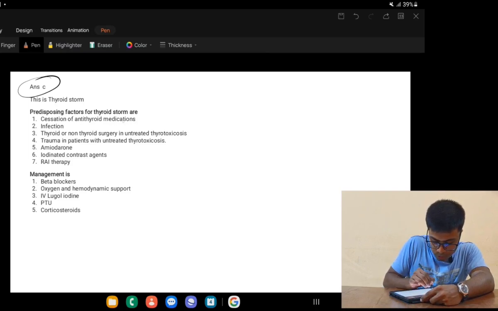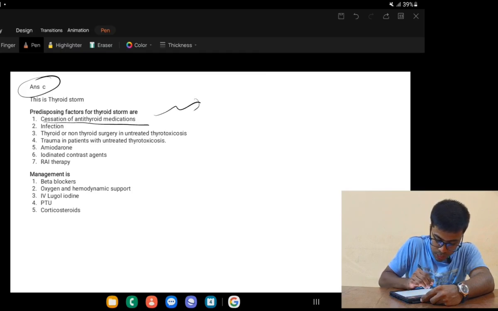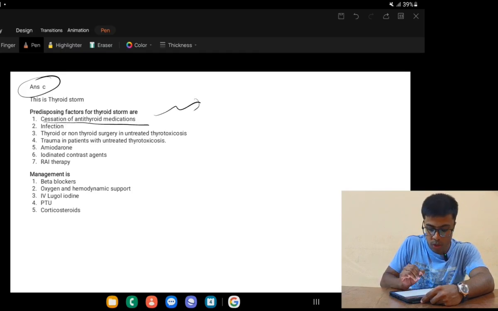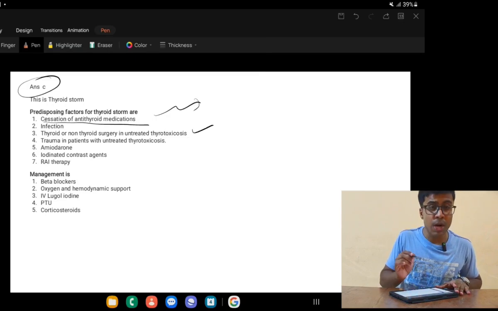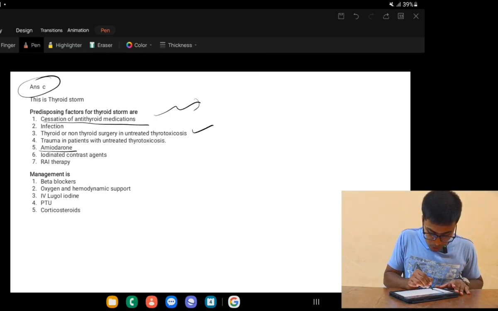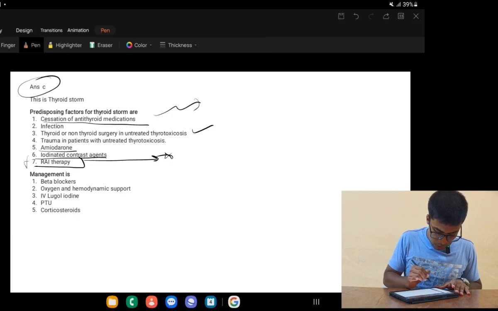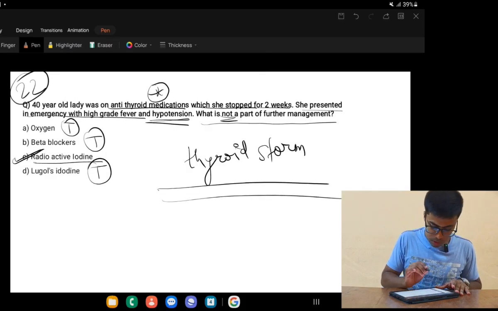A predisposing factor for thyroid storm is cessation of anti-thyroid medication. That was the hint given in this question. Others are infection, thyroid or non-thyroid surgery in untreated thyrotoxicosis, and trauma in a patient with untreated thyrotoxicosis. Amiodarone, iodinated contrast agent and radioactive iodine therapy cause thyroid storm. In the question, radioactive iodine was given, so it was wrong, and we can rule it out.